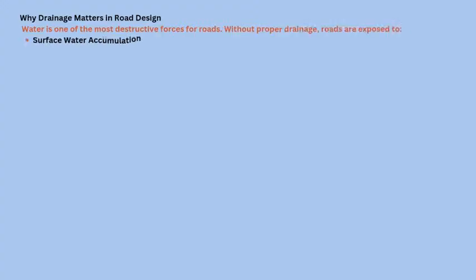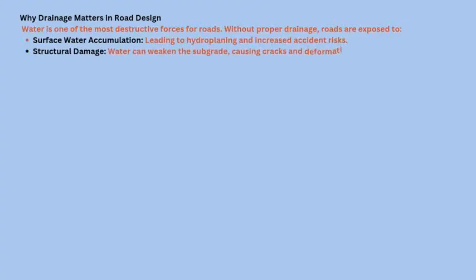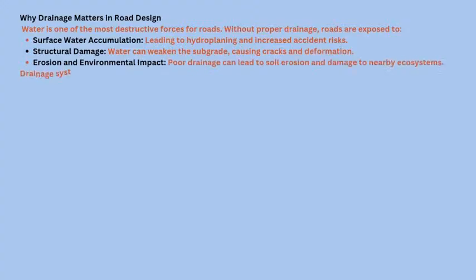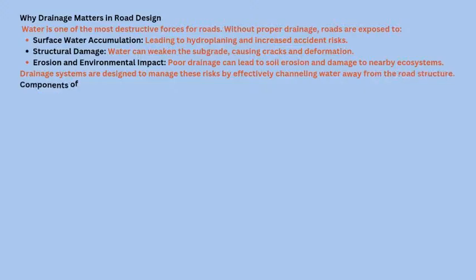Why drainage matters in road design. Water is one of the most destructive forces for roads. Without proper drainage, roads are exposed to surface water accumulation, leading to hydroplaning and increased accident risks. Structural damage: water can weaken the subgrade, causing cracks and deformation. Erosion and environmental impact: poor drainage can lead to soil erosion and damage to nearby ecosystems. Drainage systems are designed to manage these risks by effectively channeling water away from the road structure.